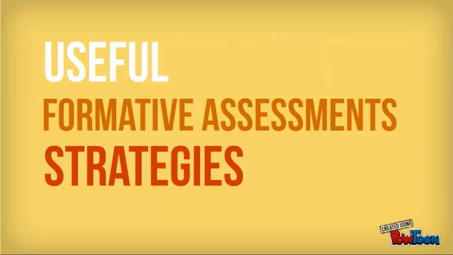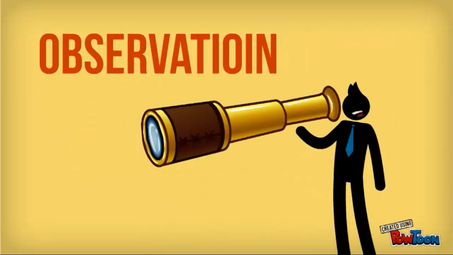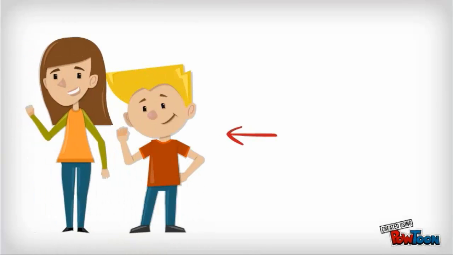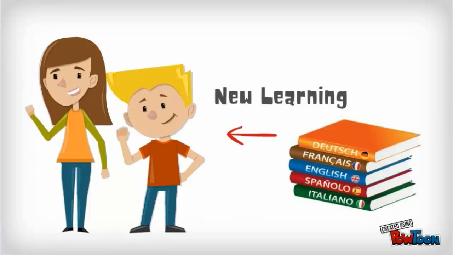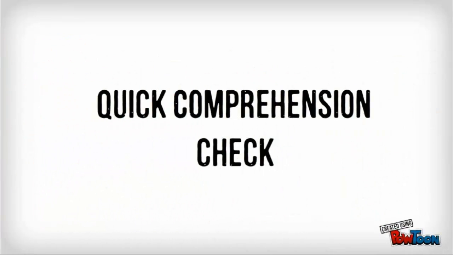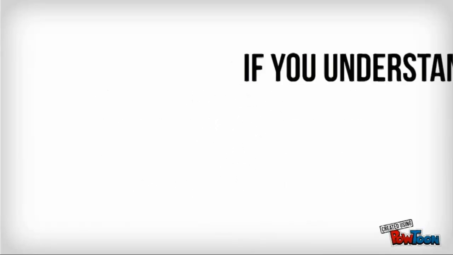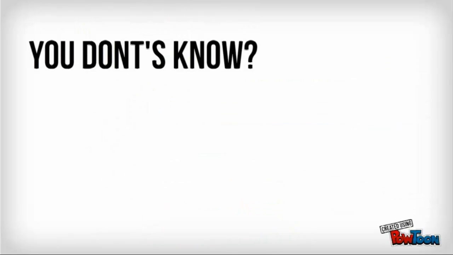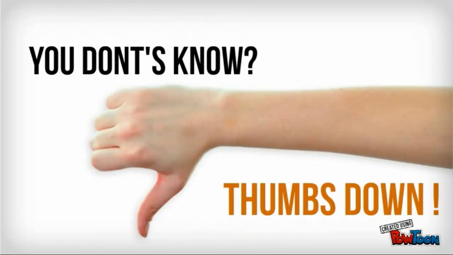There are several useful formative assessment strategies. First, teachers can observe students' responses during the class. After introducing students to new learning, teachers can do a quick comprehension check to see if the students understand the information presented. For example, teachers can ask students to give them a thumbs up if they understand and a thumbs down if they don't understand and need more information.